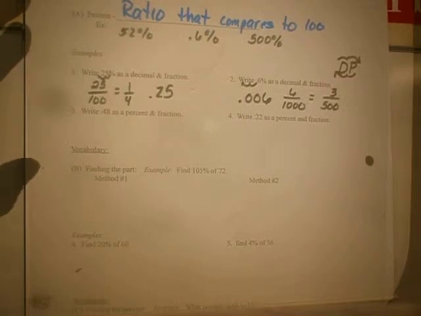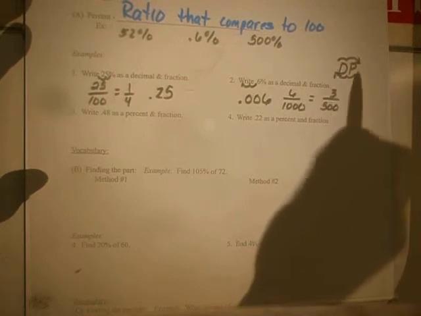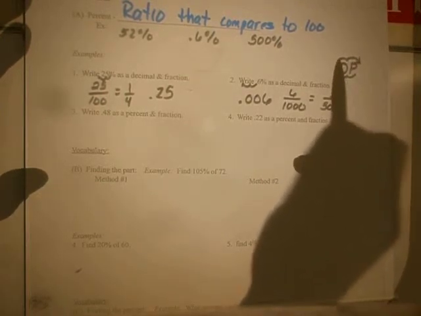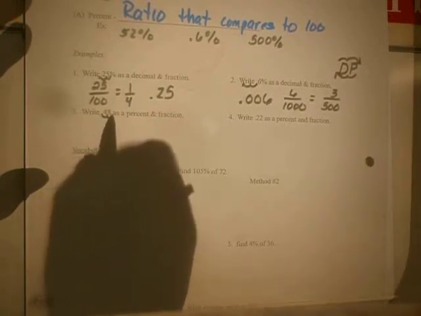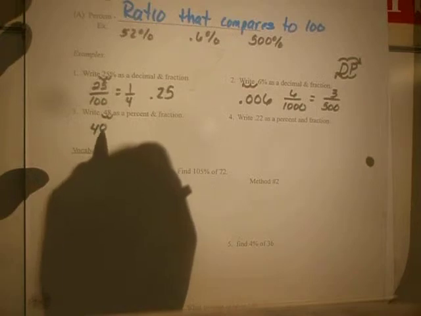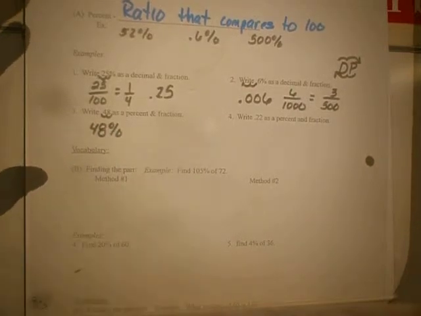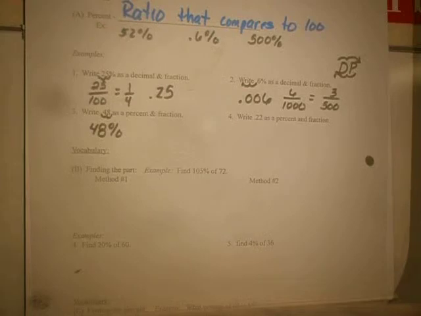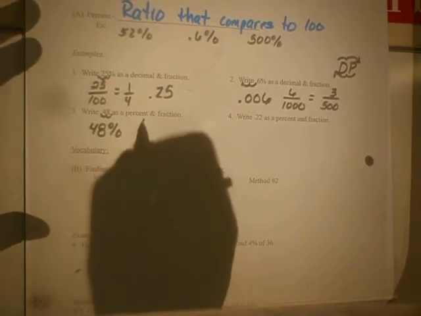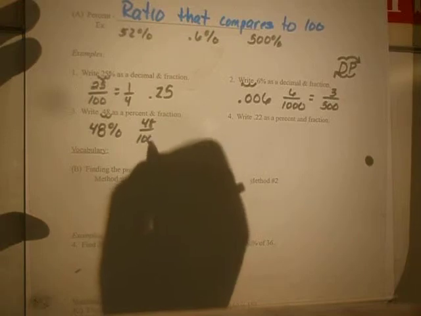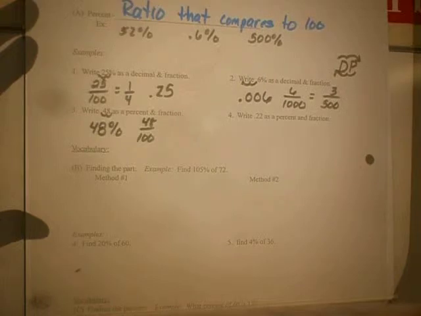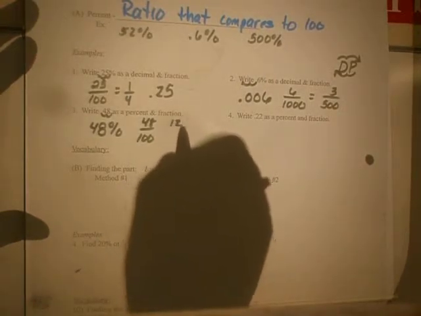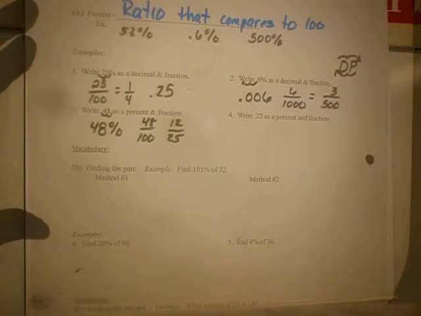Number 3, writing 0.48 as a percent and a fraction. If you look at this little reminder, from a decimal to a percent, you're moving to the right. So we need to move this decimal point 2 places to the right, and that would be 48%. And then writing that as a fraction, we would have 48 over 100. Those can both be divided by 4. You can reduce it on your calculator, and your final answer would be 12 out of 25.